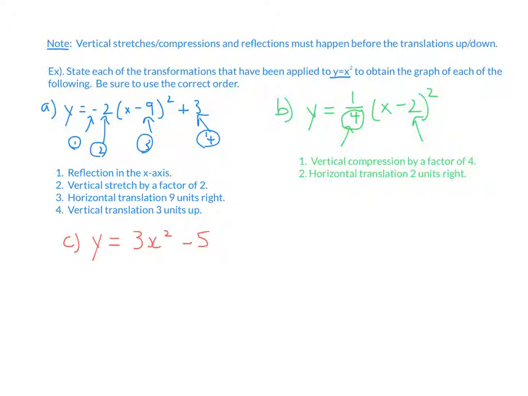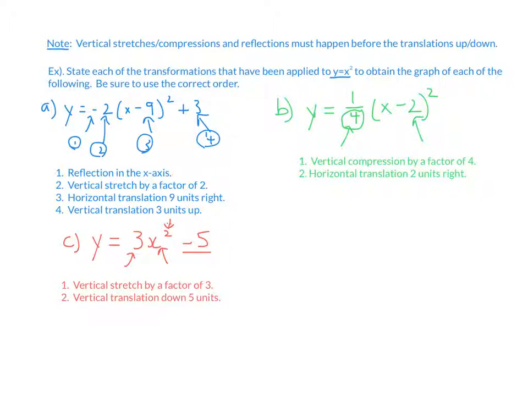Okay, for part C, I have y equals 3x squared minus 5. So my a value is the 3. There is no negative. I don't have a reflection. The 3 is bigger than 1, so I know that that is a stretch. It's going to make my parabola skinnier. So a vertical stretch by a factor of 3. I'm subtracting nothing from x before I square it, so there's no horizontal translation left or right. And then I have this extra minus 5 on the end. That is your vertical translation, down 5 units. So we will write that in.